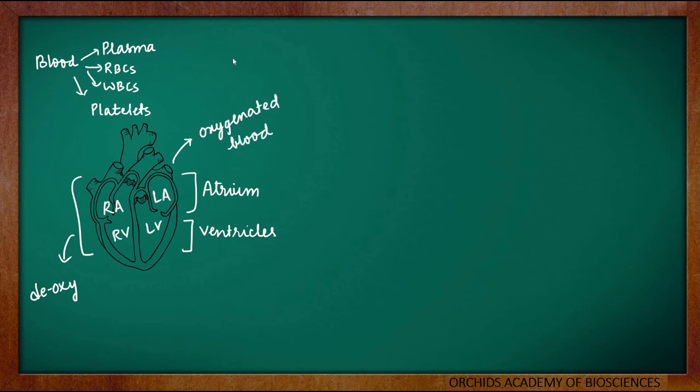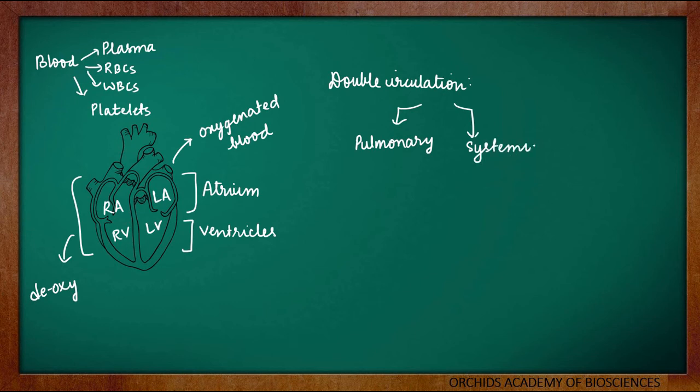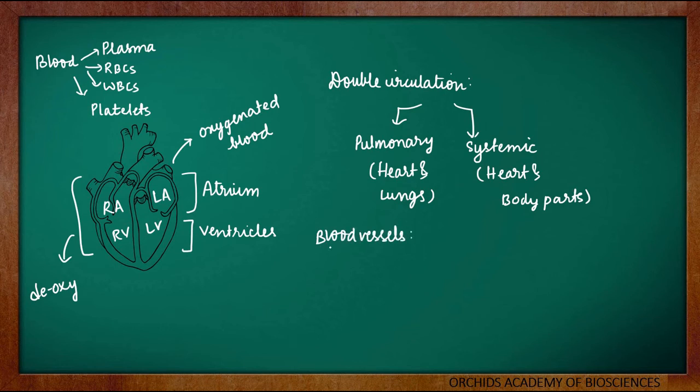After learning the structure of the heart, we discussed the double circulation in human beings. The double circulation involves one pulmonary circulation and one systemic circulation. In pulmonary circulation, the flow of blood is between the heart and the lungs. And in systemic circulation, the flow of blood is between the heart and the various body parts. Then we discussed the blood vessels. We saw arteries, veins, and capillaries.